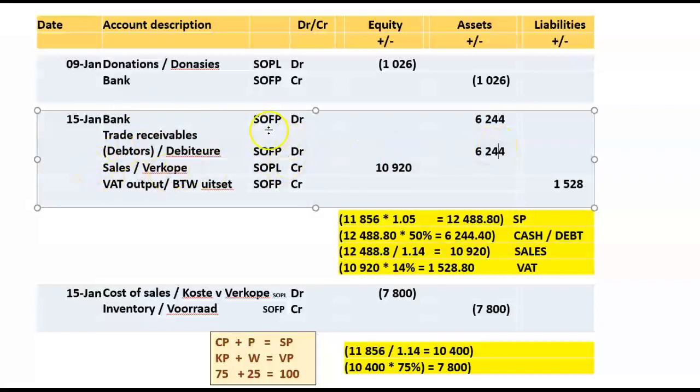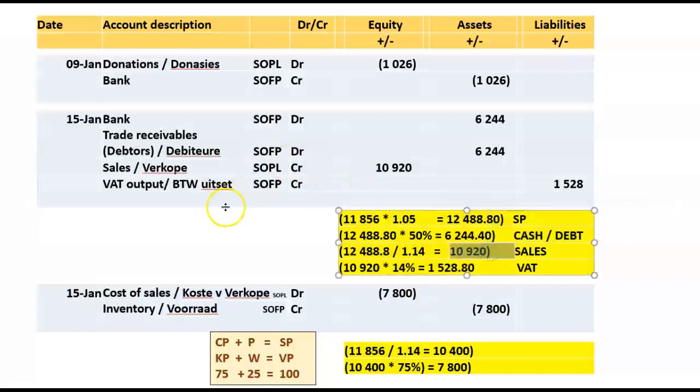Our sales equity is going to be credited, statement of profit or loss, with a VAT exclusive amount. So 12,488 divided by 1.14, that will give us our 10,954, which is our sales amount. And the VAT that was included in this invoice was 10,920 times 14% equals 1528 to 1529. Well, I've used 1528, otherwise my journal entry would not have been in balance. So VAT output liabilities will increase with 1528.